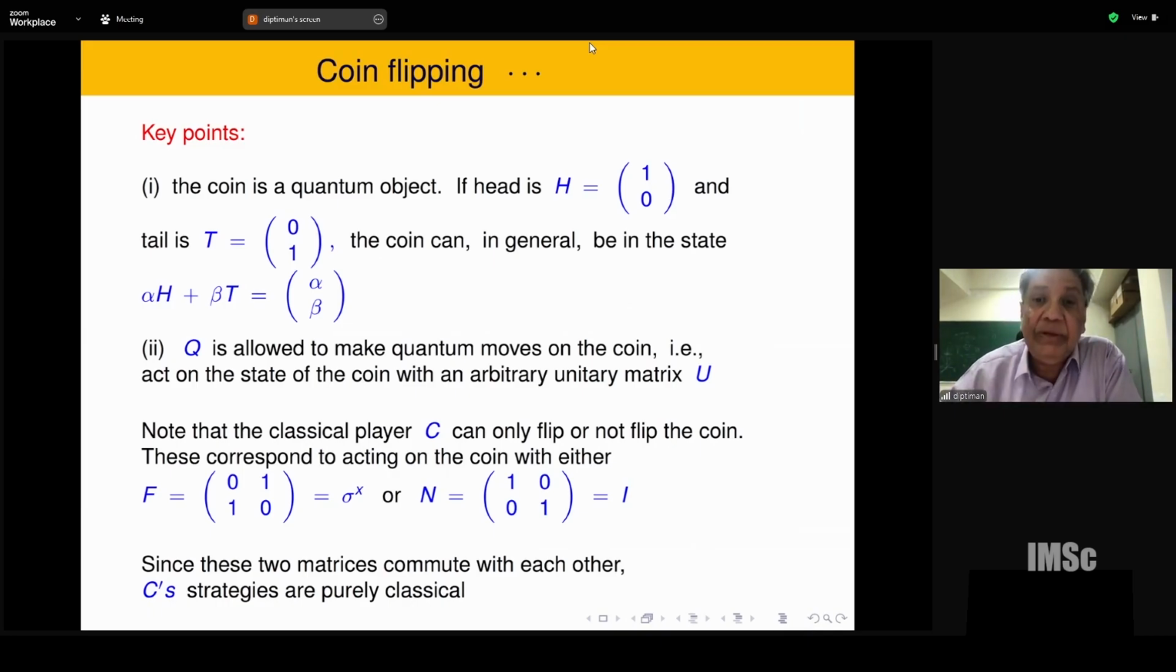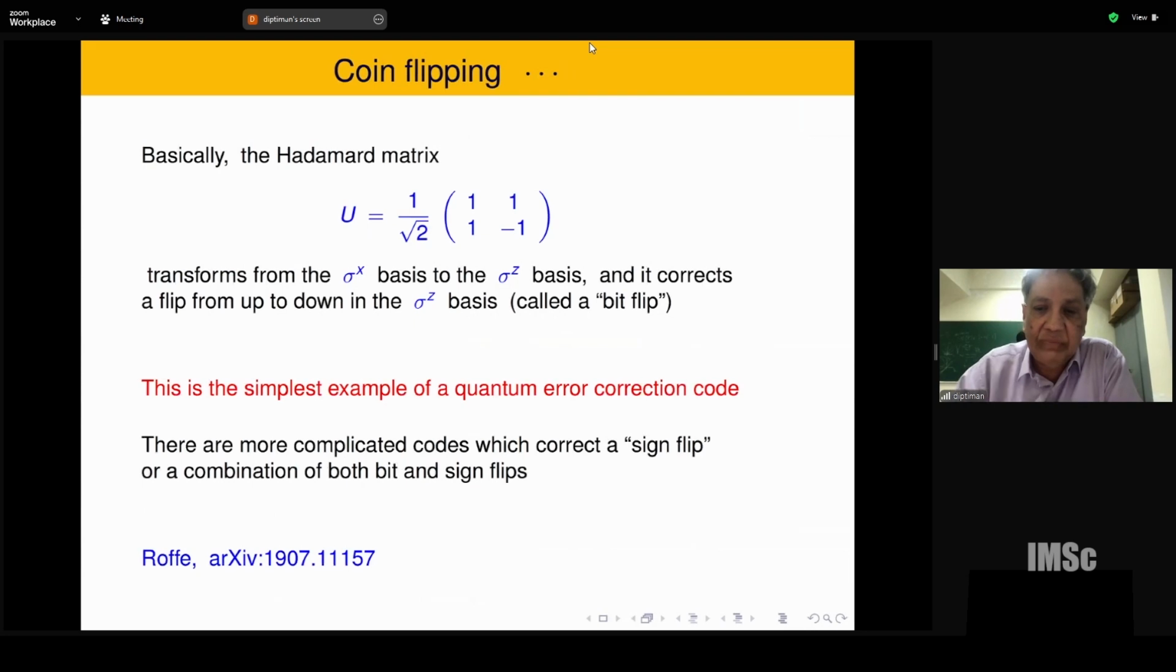Now, this is actually the simplest version of an error correction code. There are more complicated error correction codes which involve, say, 3 qubits. And they can correct not just flips from 1, 0 to 0, 1, but also sign flips. So that's why I've given you this reference. This tells you a lot about quantum error correction codes in general.